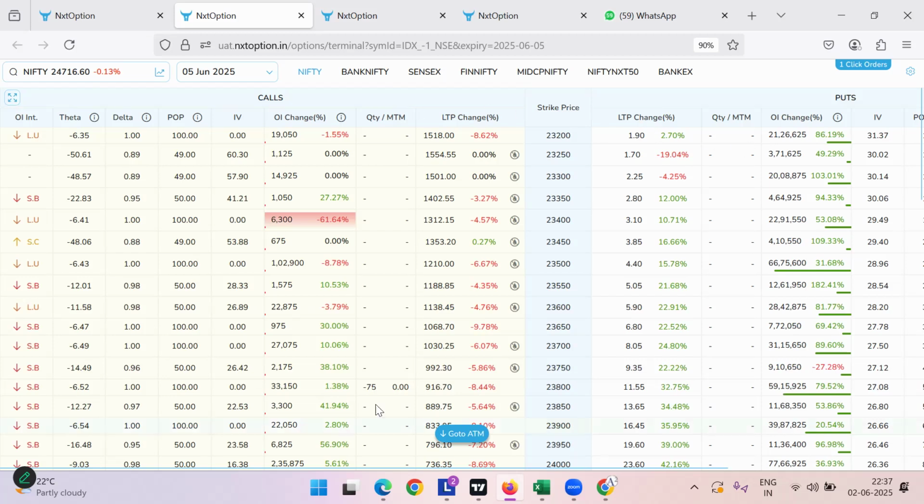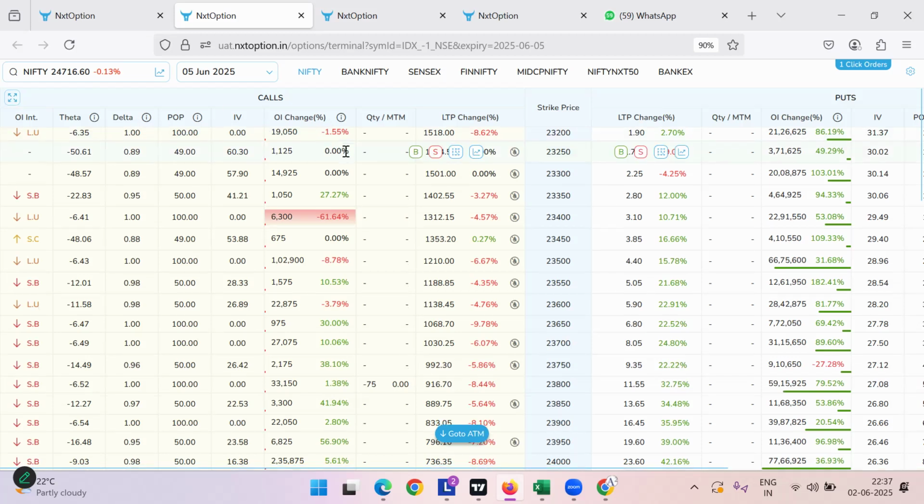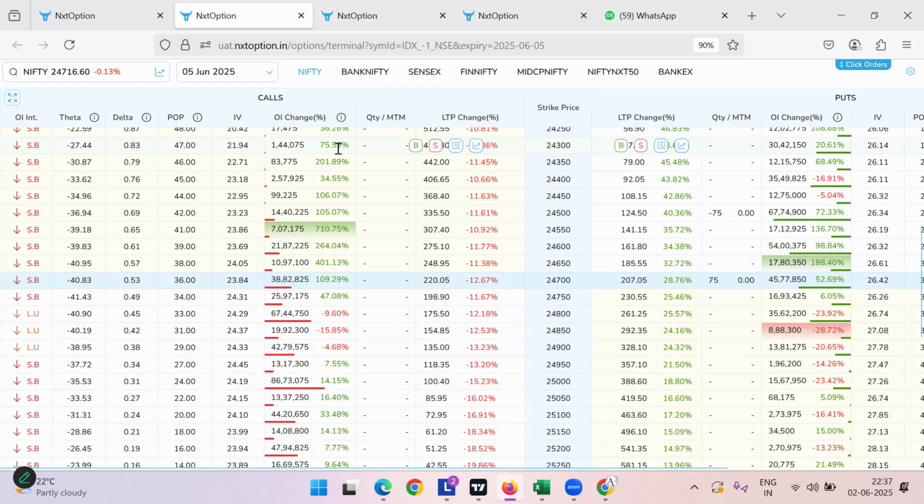A feature of this particular mode is that you can see the open interest, theta, delta, IV, and OI change. So you can at a glance see where the open interest is getting built up. So 24,550 had a 7 lakh quantity that got added to that particular strike. Now, if I consider a high open interest on a call option as a bearish signal, then I can go here, click on sell, and the order will get executed.